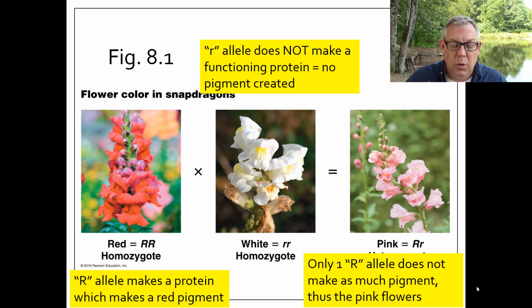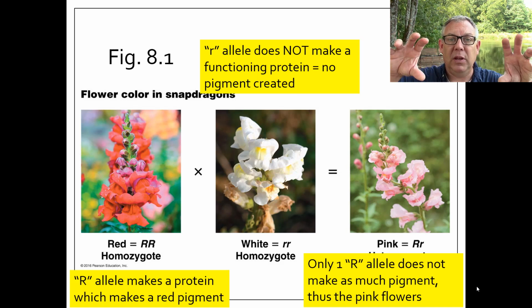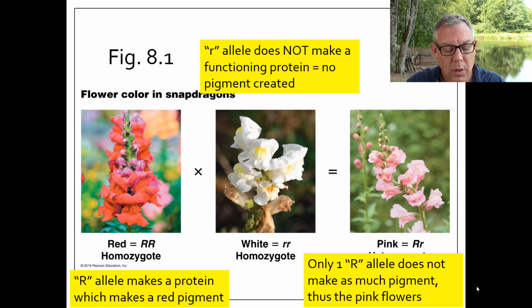And so when you study molecular genetics, you say, oh, that R allele, that big R allele, that's a form of a gene, and it makes a protein, and that protein makes a red pigment. And so if you're homozygous for that big R allele, you have double the dose of that protein, you make a lot of red pigment, and your flowers are red.